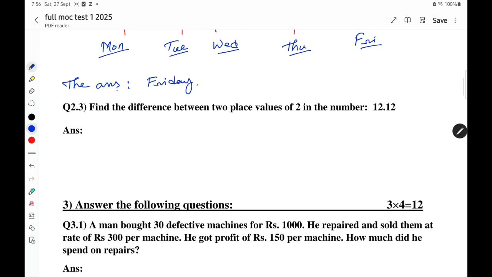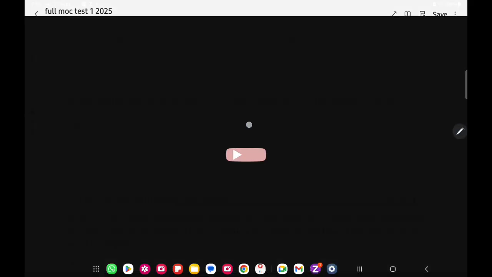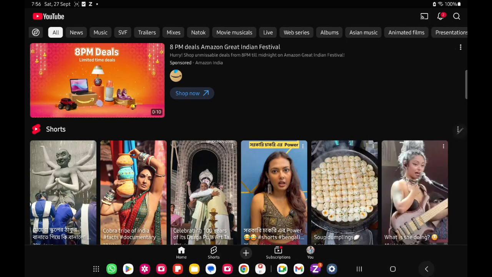Next, find the difference between the place value of 2 in the number. So the number, there are 2, তাহলে এটা হচ্ছে ডেসিমেল পয়েন্ট, এটা ইউনিট, এটা 10th, আর এটা হচ্ছে হান্ড্রেডস, আর এটা হচ্ছে টেন্থস অ্যান্ড হান্ড্রেডস। কী হলো?